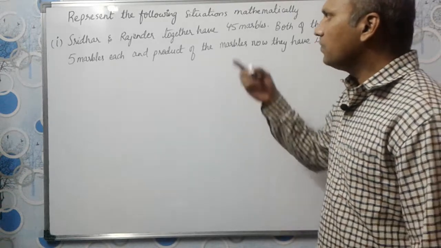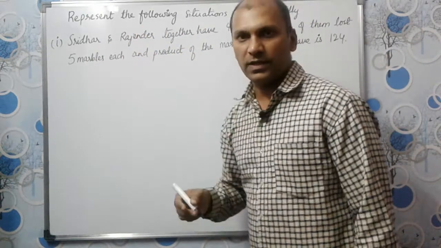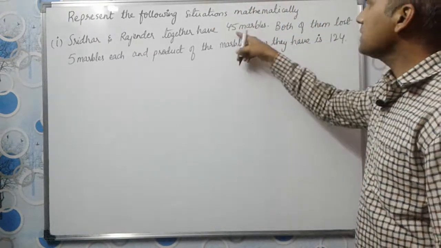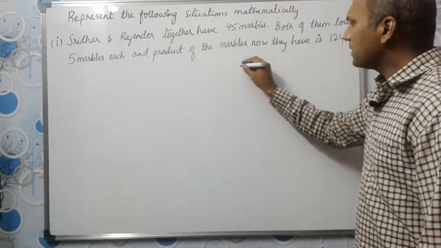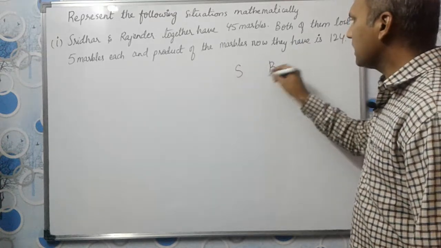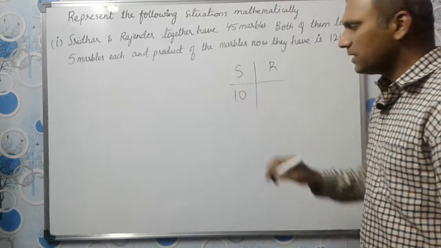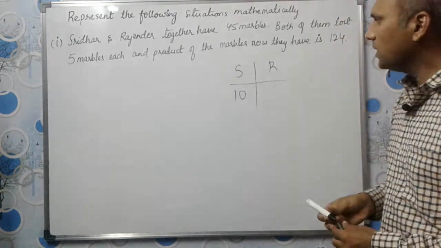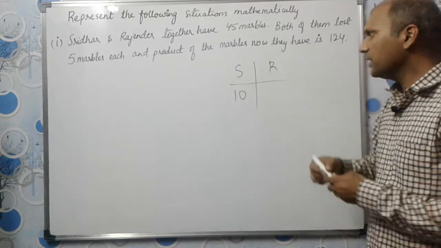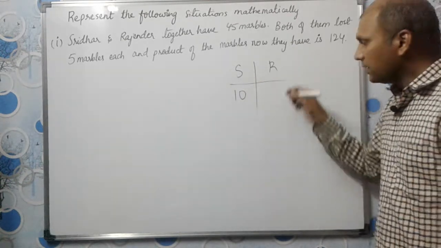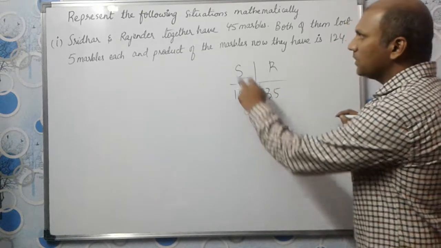Now we don't know how many marbles Sridhar has and how many marbles Rajendra has, right? But we know that the total is 45. Let us take a few examples. Let us say we have Sridhar and Rajendra, two boys. If Sridhar has 10 marbles, how many marbles will Rajendra have? He will have 35 marbles, because the total should be equal to how much?